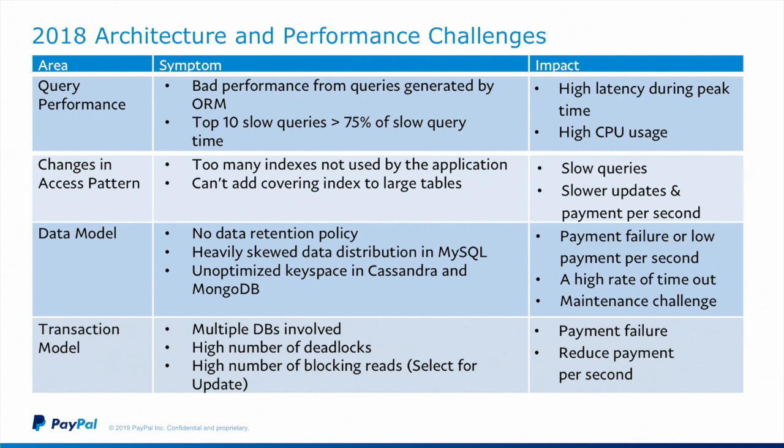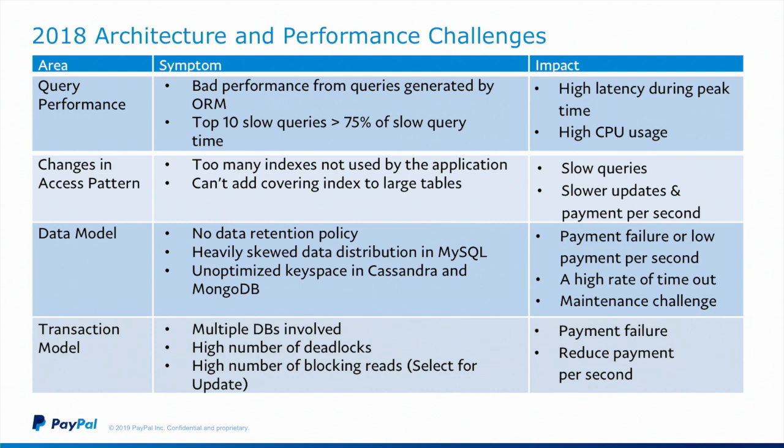Over the years, we changed our access pattern, and as a result, many of the current indexes could not be used by our application, and we experienced exponential growth in data for the last few years to the point where we can't really add covering indexes to larger tables, even if we were using PT online schema change or Ghost. It would take us weeks just to add a covering index on a large table. And most of them are payment tables, which affect our payment rates.